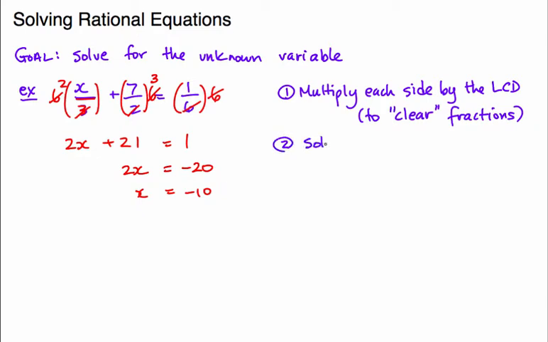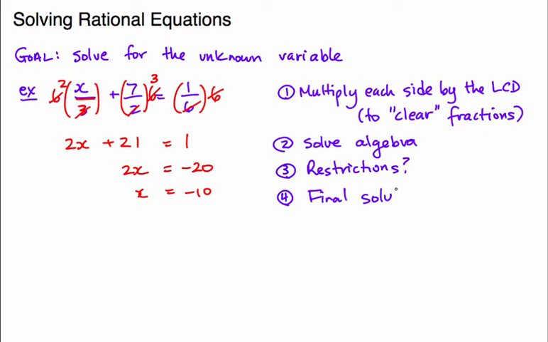So then we solved the algebra, and that takes a few steps to do. With rational equations, sometimes there will be restrictions. So we didn't see any in this case, but we need to look for restrictions and then state our final solutions. So in the example that I did here, the final solution stated is x is equal to negative 10.